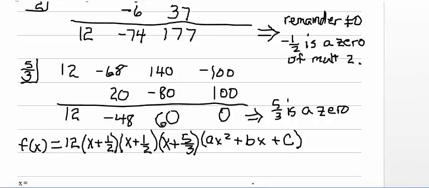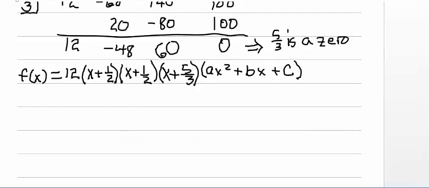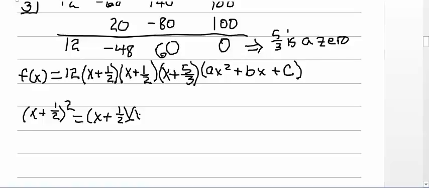And then I'm going to get an ax squared plus bx plus c. Since this is a 5th degree polynomial, this has to be a 2nd degree polynomial here. So what I'm going to do is multiply x plus 1/2 times x plus 1/2, which is the square of x plus 1/2.